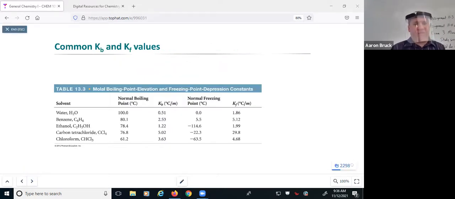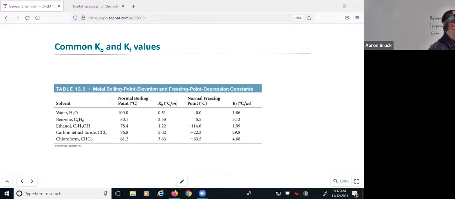Here's a common table of values for Kf and for Kb. You can see that water has a Kb value of 0.51 degrees Celsius per molal. So for every 1 molal of concentration in the solution, that boiling point is going to go up by about half of a degree. Its freezing point depression constant is 1.86 degrees Celsius per molal. For every 1 molal of concentration, the temperature of the freezing point is going to go down by about 1.86 degrees.